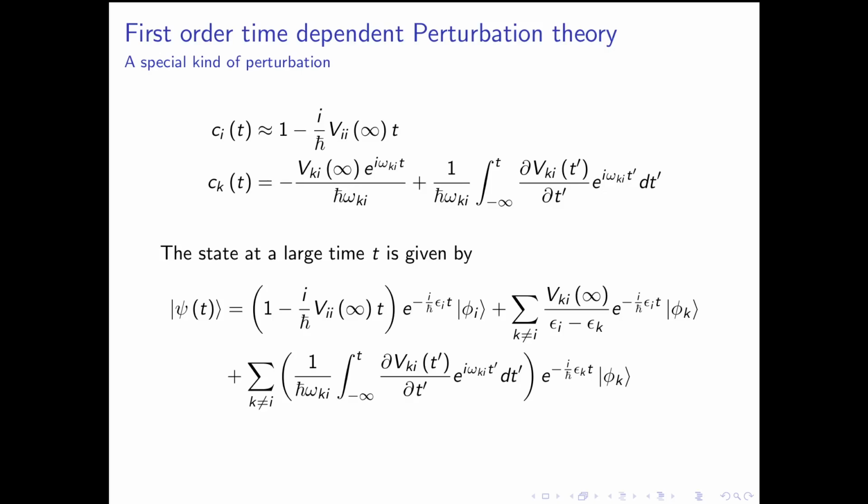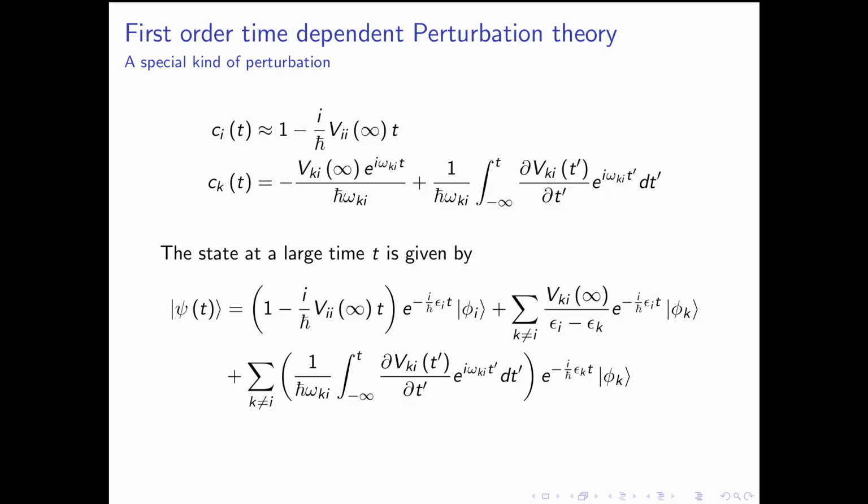For example, right now what you can see is that the factor 1 minus i by h cross V_ii infinity times t is there only in front of the first term on the right hand side. What I am going to claim is that you can actually think of that as also multiplying the second term on the right hand side, the sum over k not equal to i that is there on the top line, simply because this additional multiplication by minus i by h cross V_ii infinity t would give rise to a second order correction to the wave function, and since we are only considering things to the first order in the perturbation, that extra term is going to make no difference.